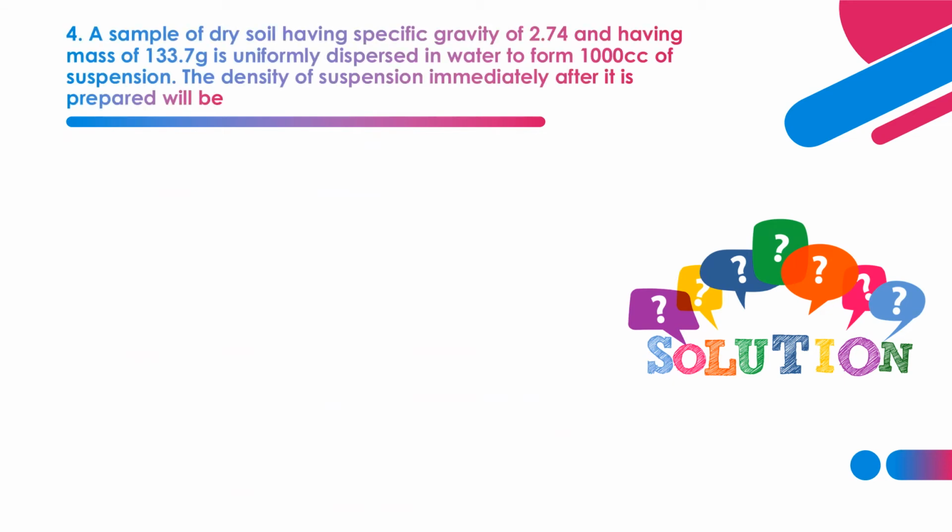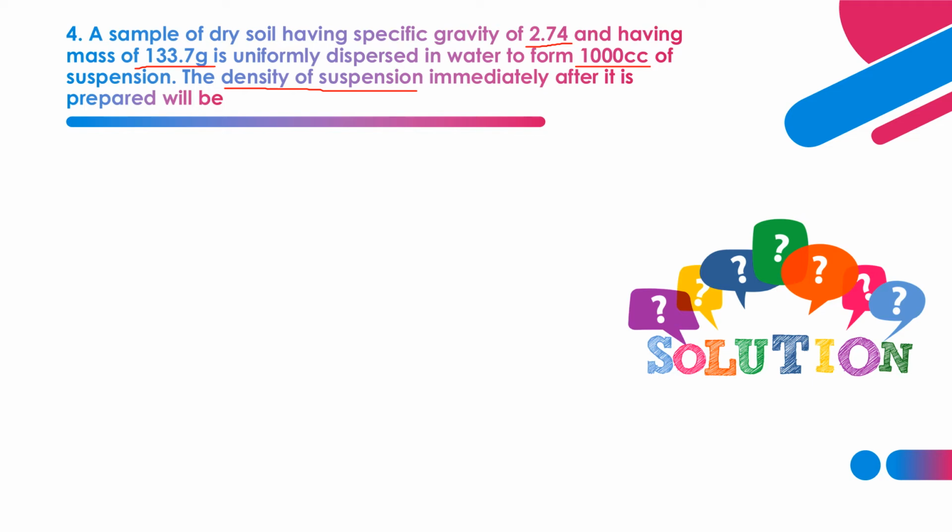The fourth question is, a sample of dry soil having specific gravity of 2.74 and having a mass of 133.7 gram is uniformly dispersed in water to form 1000 cubic centimeter of suspension. So a dry soil having these properties is dispersed in water to form 1000 cc of suspension. Now we have to calculate the density of suspension. The density of suspension immediately after it is prepared will be.